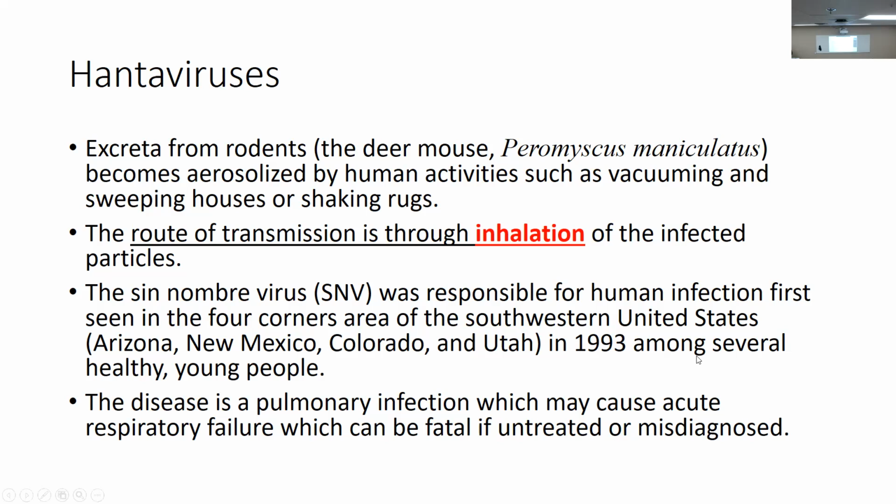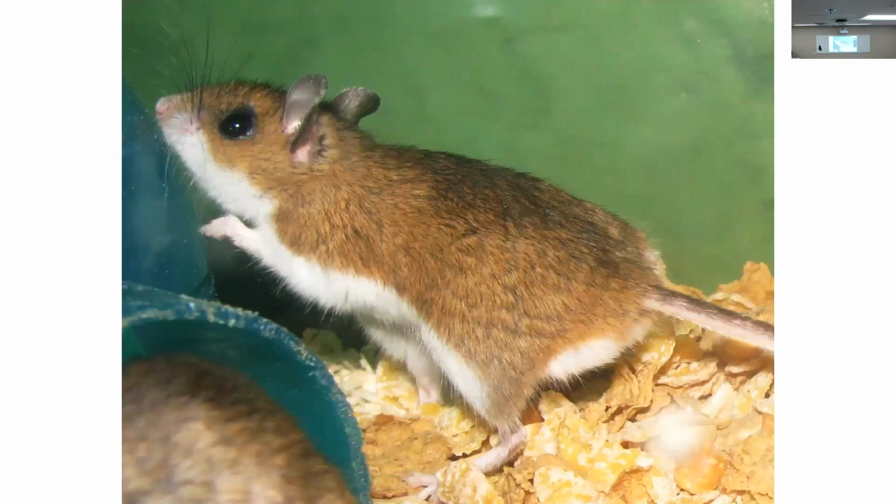1993 was a severe outbreak among several healthy young people. It starts off as a pulmonary infection and causes acute respiratory failure, which can be fatal if untreated or misdiagnosed. So if you move out there and all of a sudden you've got a young kid in the ER with respiratory failure, you may want to remember your Hantavirus lecture. So there's our deer mouse. They look so sweet, don't they? Just want to be a pet. That probably is a pet.